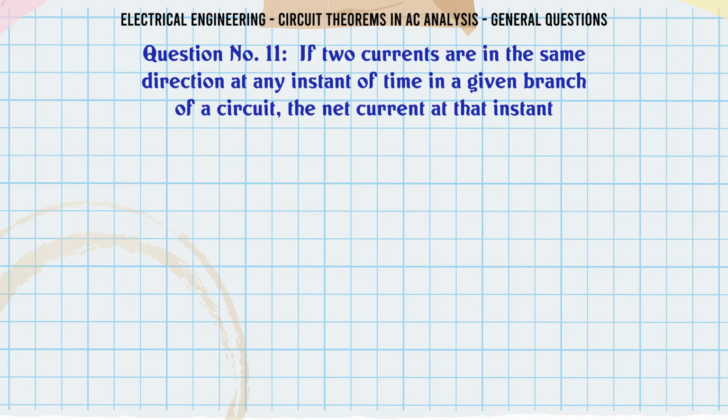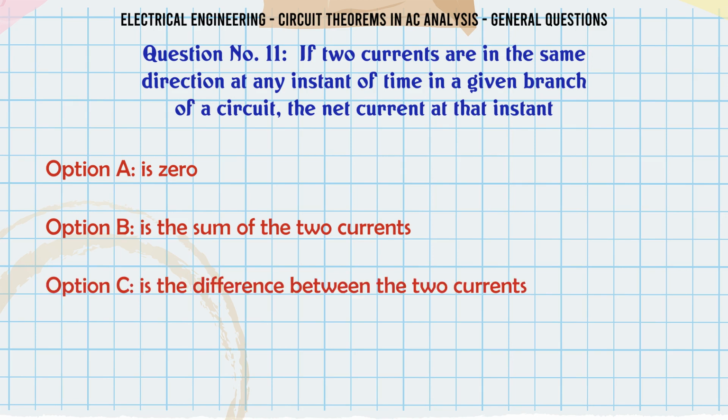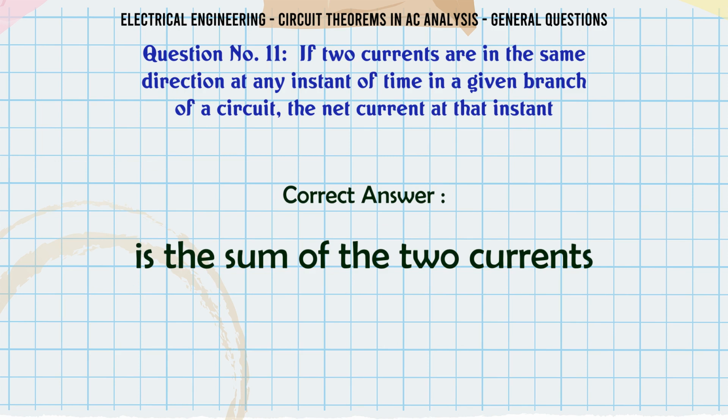If two currents are in the same direction at any instant of time in a given branch of a circuit, the net current at that instant: A, is 0. B, is the sum of the two currents. C, is the difference between the two currents. D, cannot be determined. The correct answer is the sum of the two currents.